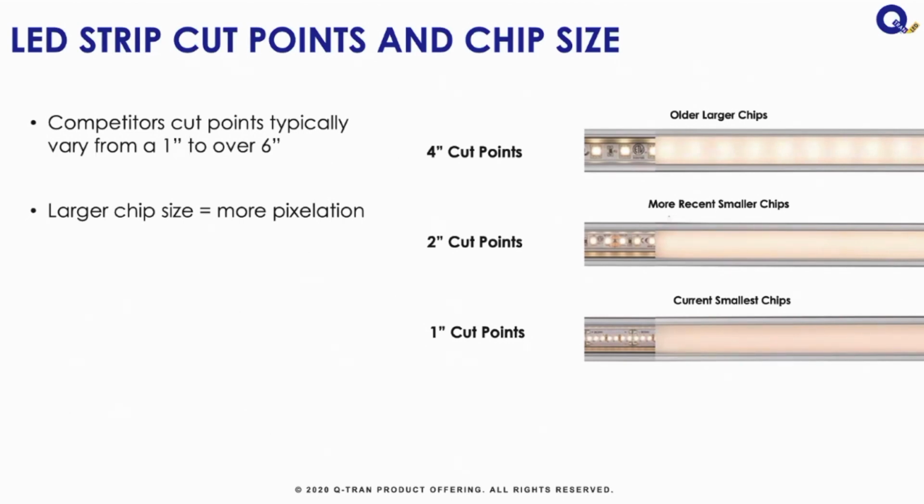As we work our way down from these images, the 2-inch cut point has slightly smaller chips and smaller spacing, but the bottom picture with the 1-inch cut point is our most recent LED with the smallest chip and smallest spacing. And as you can see, it is a diode-free result behind the diffused lens. Let's take a little bit closer look at QTran's LEDs.